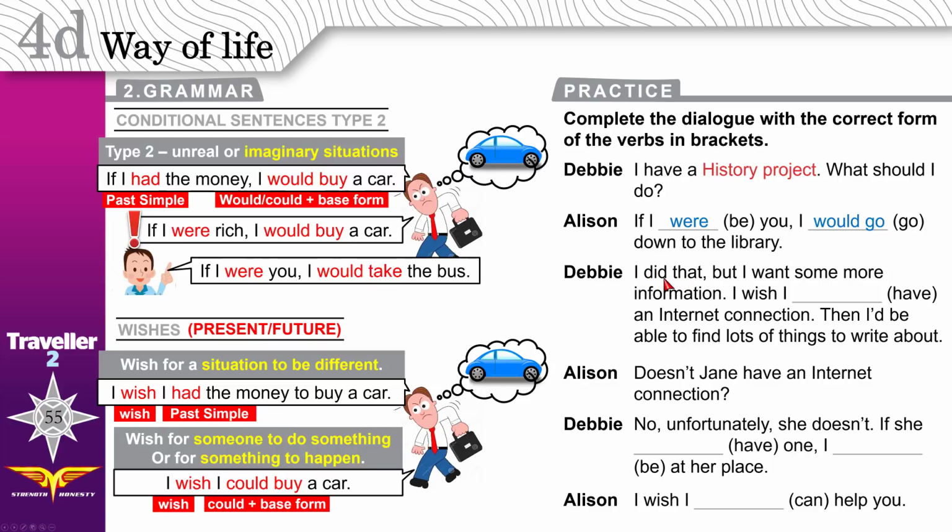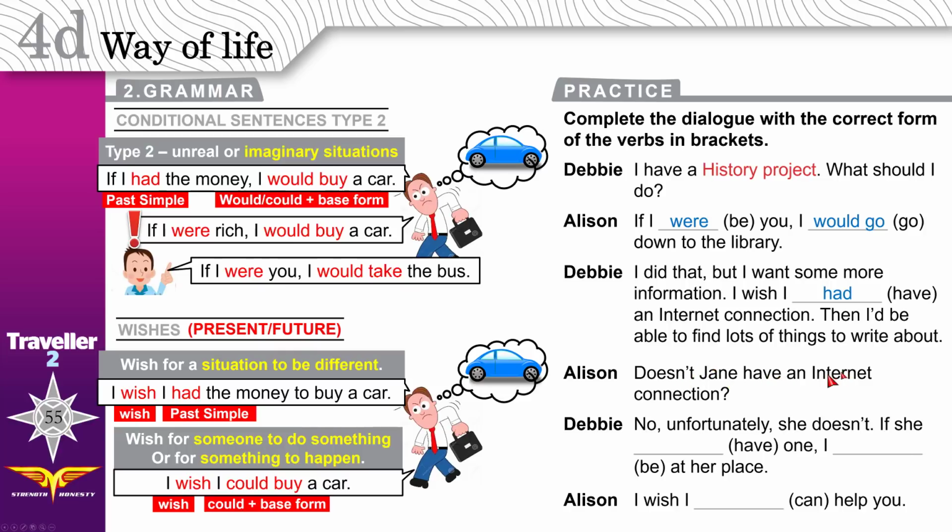I did that. I went to the library, but I want some more information. I wish I, use have, an internet connection. She doesn't have internet connection. That's her situation. Use the verb in the past. I wish I had an internet connection, then I'd be able to find lots of things to write about.